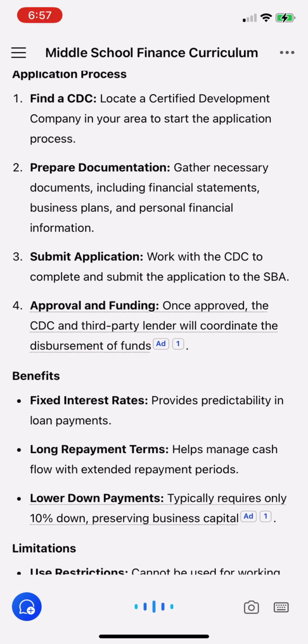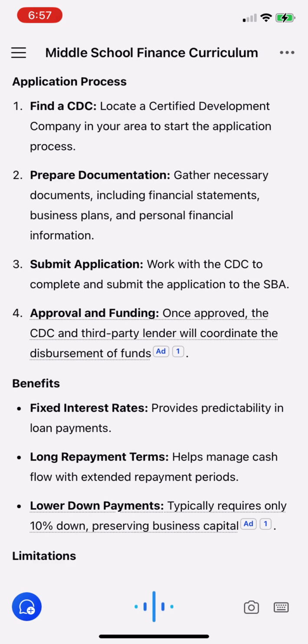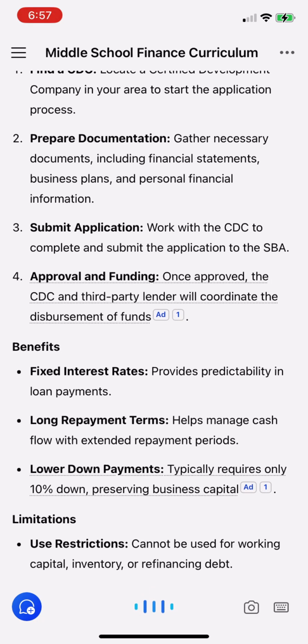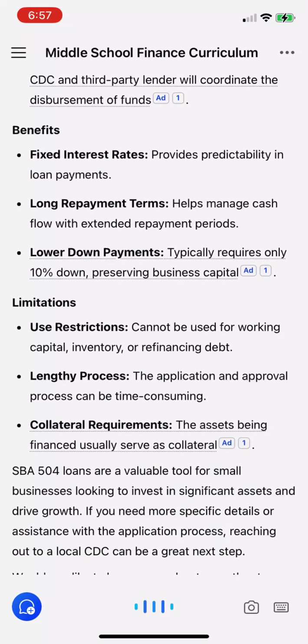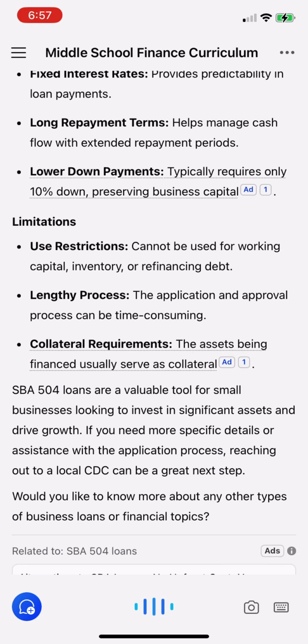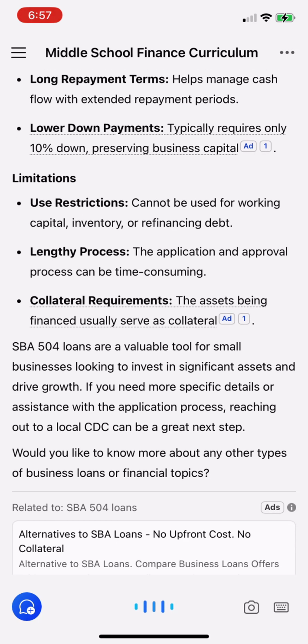Benefits. Fixed interest rates provide predictability in loan payments. Long repayment terms help manage cash flow with extended repayment periods. Lower down payments: typically requires only 10% down, preserving business capital.